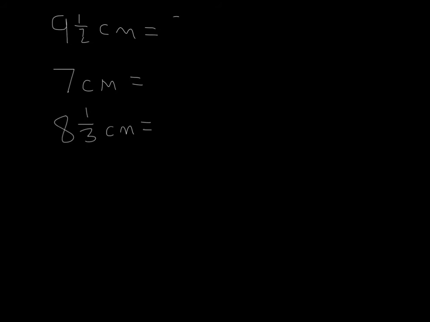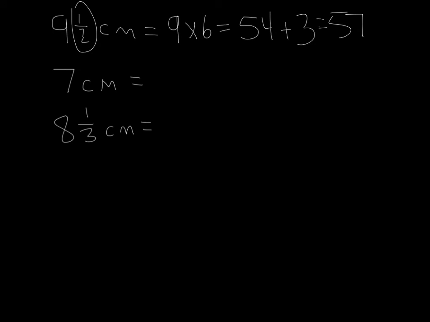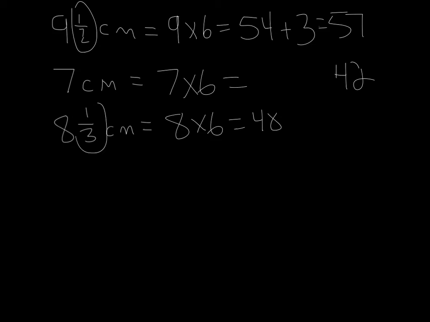So 9.5 would give me 9 times 6, which gives me 54, plus I have a half. And so half of those 6 cubes would be 3, which would give me 57 cubes. A length of 7 centimeters times 6 1/6 cubes per centimeter equals 42. And then my final one is 8 1/3. And so I'm going to do 8 times 6 is 48. Now 1/3 of a centimeter is going to be 2, so plus 2, because 1/3 of 6 is 2. That leaves me 50 1/6 cubes as my height.